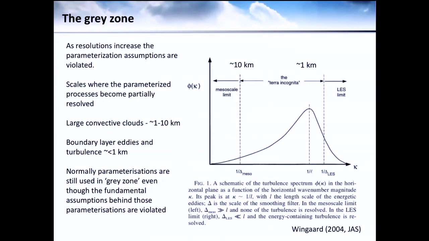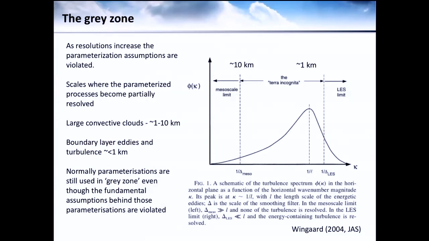If we stop parameterizing them, we can get into trouble because we've got all these partially resolved signals that we're not parameterizing anymore, and we can get some really strange results. If we continue to parameterize them, we're using a parameterization that was designed to do something different. We're violating the assumptions that were used to derive that parameterization. So what do we do? And this is the fundamental problem in this grey zone, where we're partially resolving the thing that we're trying to parameterize.